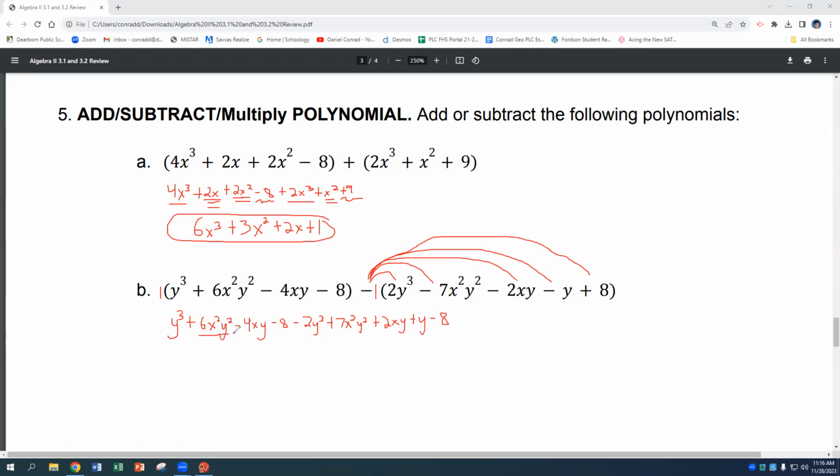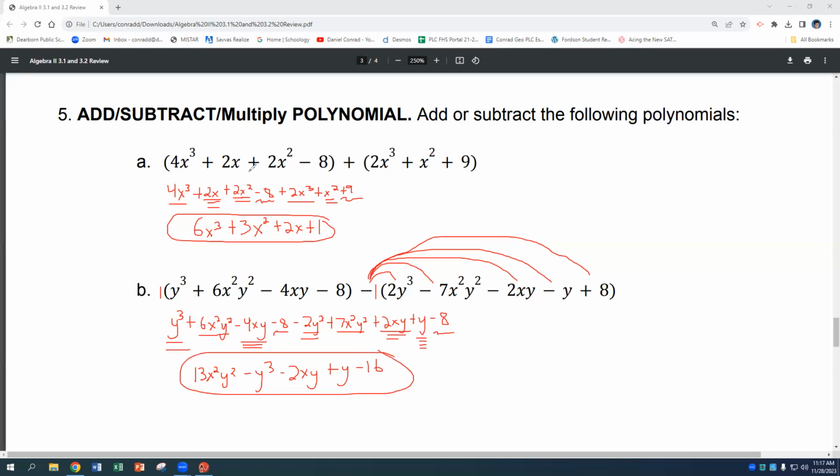So let's see, I got x squared y squared here and here. So that's a total of 13x squared y squared. I have a y cubed here and here. So that's going to be minus y to the third, right? Positive 1 and negative 2 will give us minus 1. Okay. And then we have negative 4xy and 2xy. So that's going to give me minus 2xy. Negative 4 plus 2 is going to be minus 2. Okay, and then I have a plus y right here. And then I have a minus 8 and a minus 8 will give me minus 16. Okay, and there's going to be my answer for subtraction.